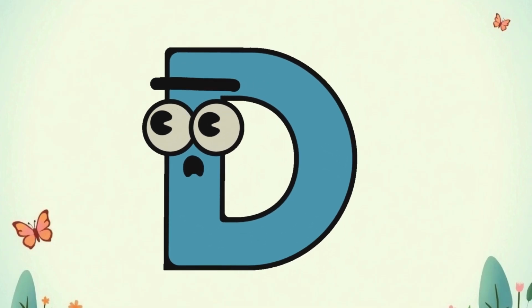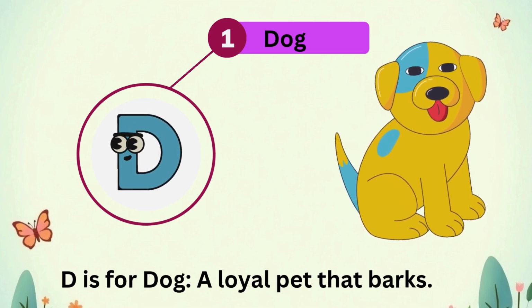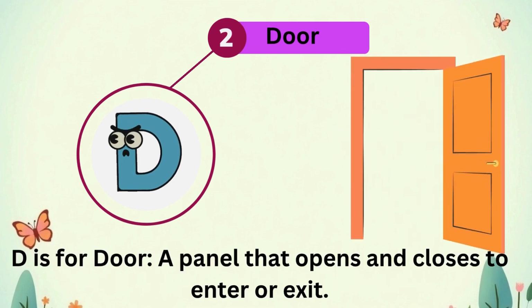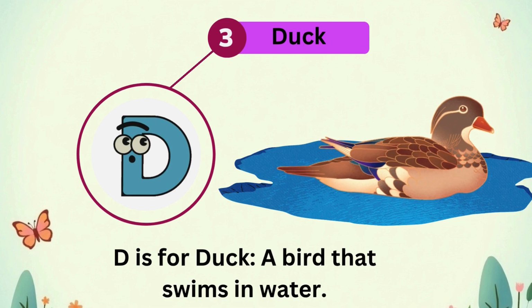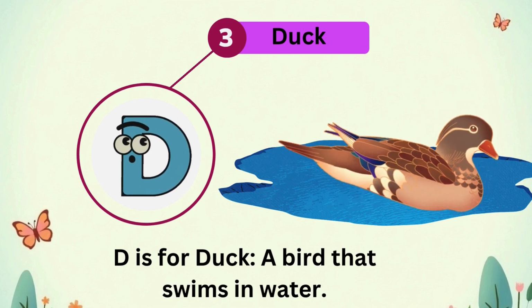D. D is for dog, a loyal pet that barks. D is for door, a panel that opens and closes to enter or exit. D is for duck, a bird that swims in water.